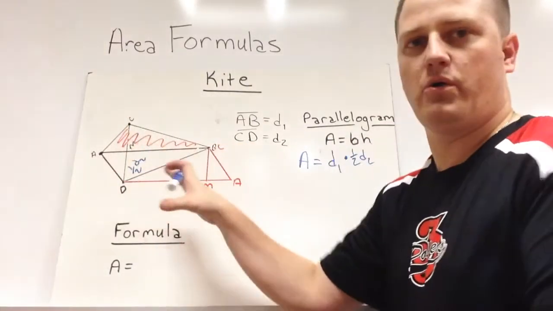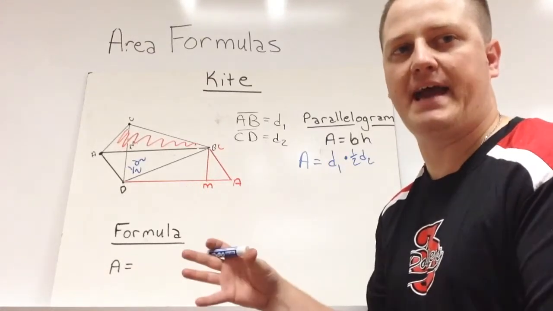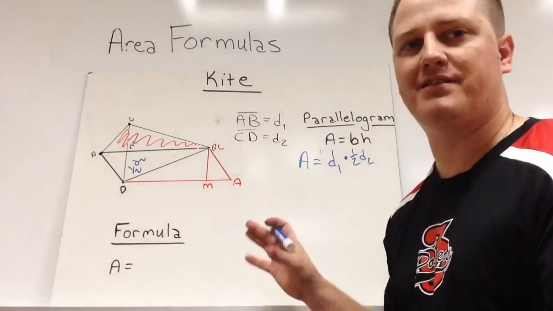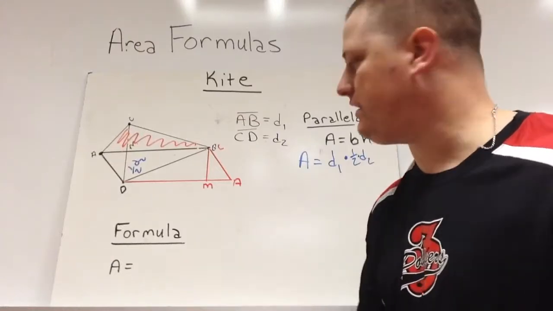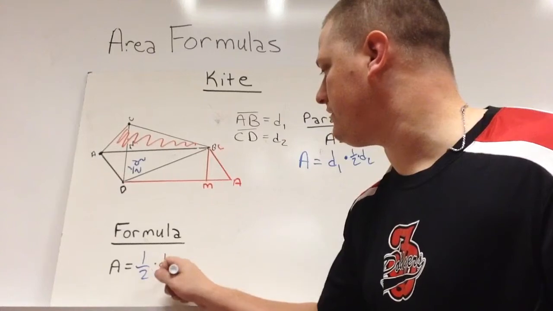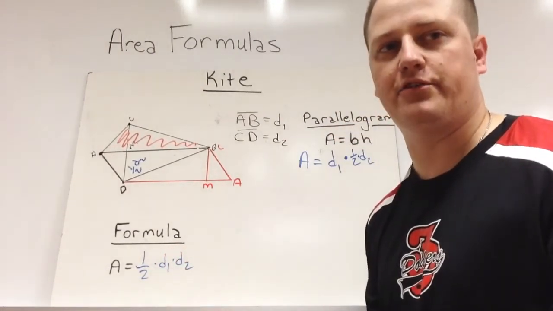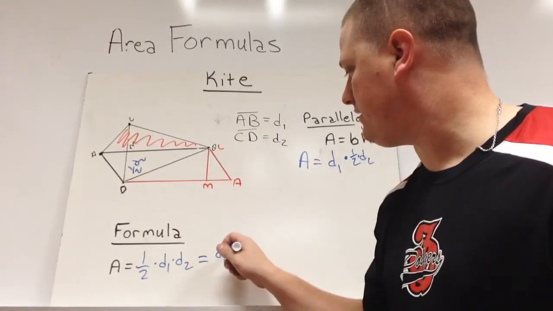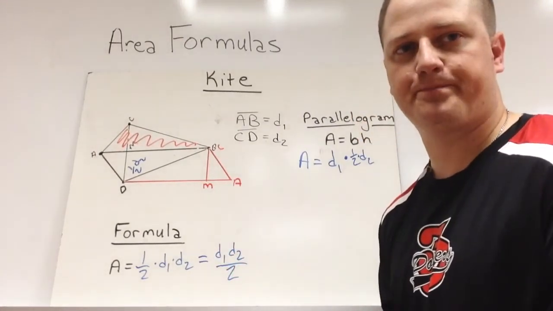This one uses the whole kite to make the parallelogram. We didn't have to add anything to it. So this is actually our formula. So we're just going to rearrange this. I like to have the number in front, so because it's all multiplication, we can rearrange it. This is 1/2 times D1 times D2. So basically half of the two diagonals multiplied together. A lot of people also like it as D1 times D2 divided by 2.